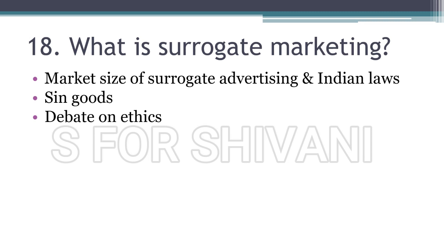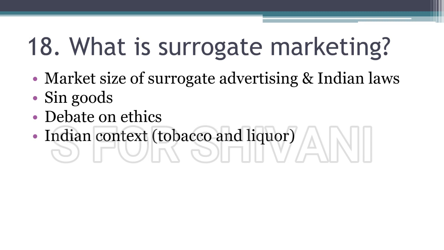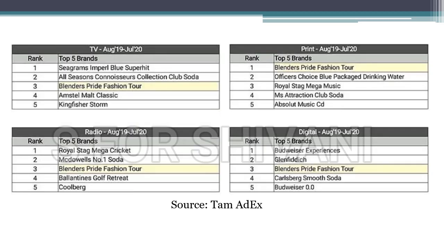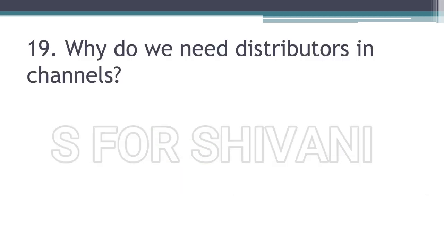But still, India witnesses surrogate advertising to the tune of roughly 600 to 800 crores across mediums annually, out of which 70% has been on television. So, surrogate marketing is just a way to advertise these products without actually advertising these products. You might have heard of Imperial Blue's Men Will Be Men music CDs, but is there any music CD? No. Now here I have shown very recent data from TAM AdEx, which shows the top 5 brands that are using TV, print, radio and digital to advertise their products.